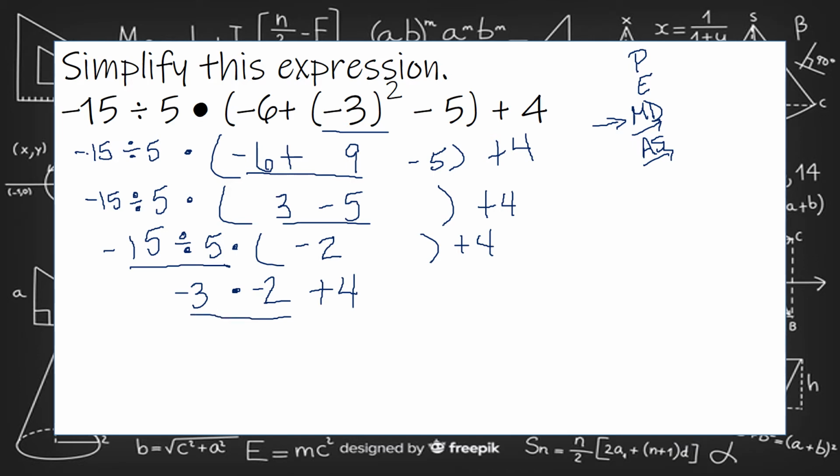Then I'm going to multiply again. Negative 3 times negative 2. A negative times a negative gives me a positive. 3 times 2 is 6. Bring down the 4. 6 plus 4 gives me 10.